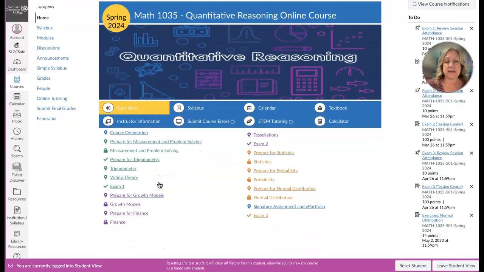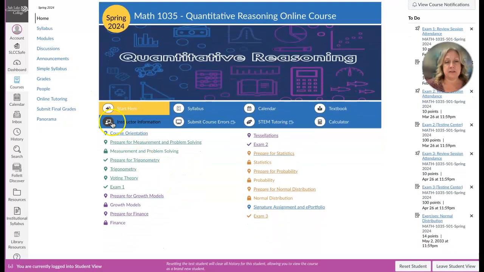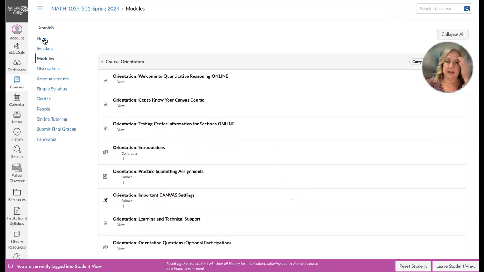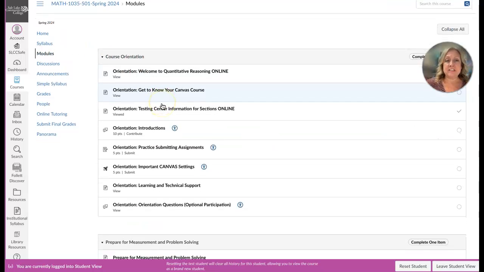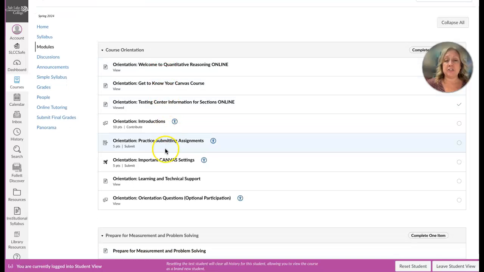So you can see, let me go into the modules over here. So we have that orientation module. Make sure that you get this orientation module done within the first week of class, because if you're not working on the course in an online class, you can be administratively dropped.